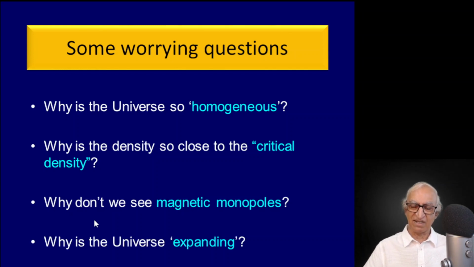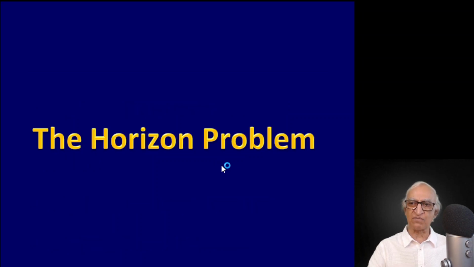Finally, the question as to why the universe is expanding. Now, we'll come to this last question a little later. But let me try to first explain why the first and second are serious worries to the standard model of Big Bang cosmology. The first problem is known as the horizon problem. It is really a problem of the homogeneity of the universe.